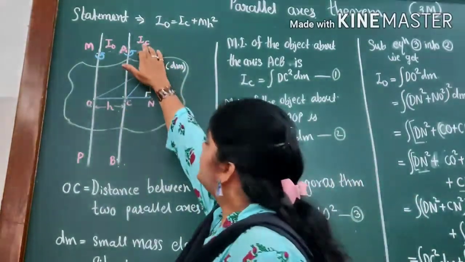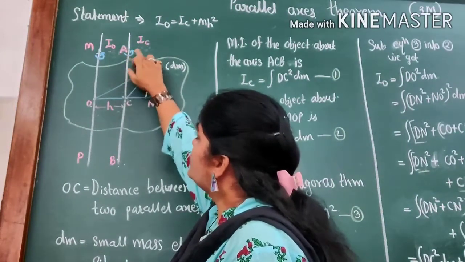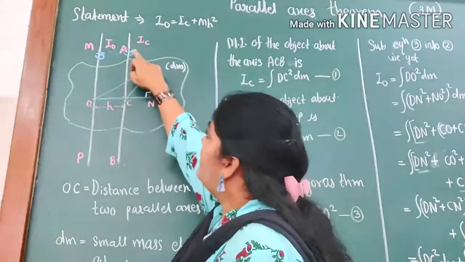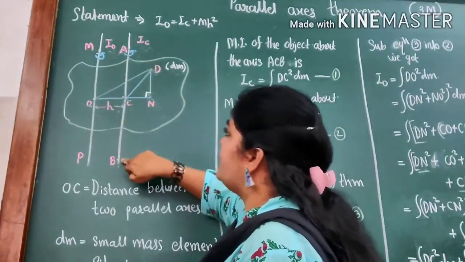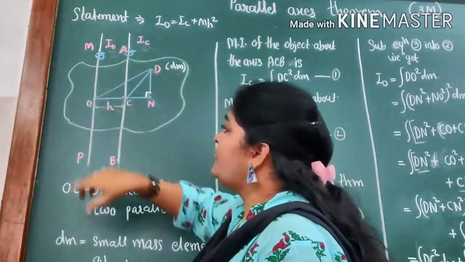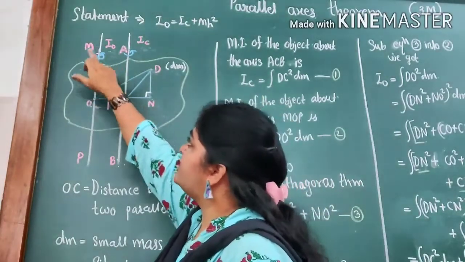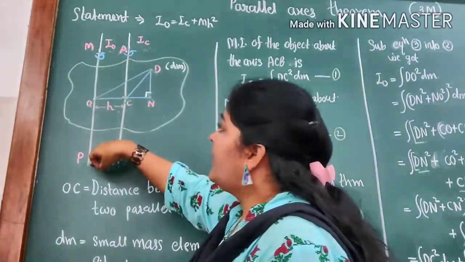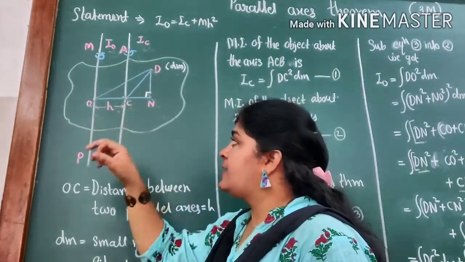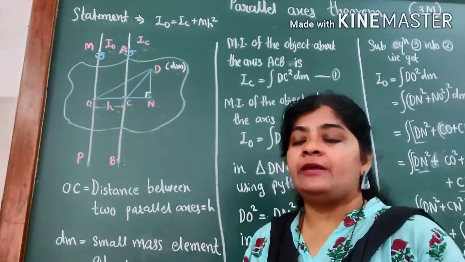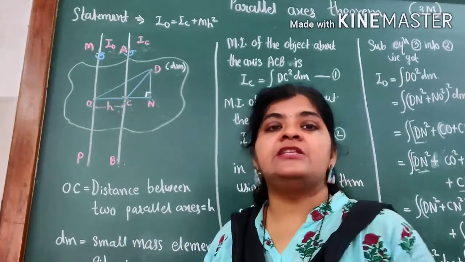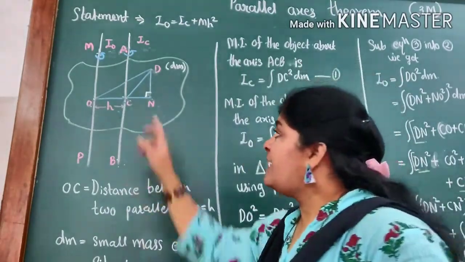Now consider the moment of inertia of the body passing through the center of mass about an axis ACB, which is represented by IC, and IO is the moment of inertia of the body about an axis MOP passing through the point O. These two axes are parallel and the distance between them is OC, and it is taken as H. Means we can say that the distance between the two parallel axes is H.